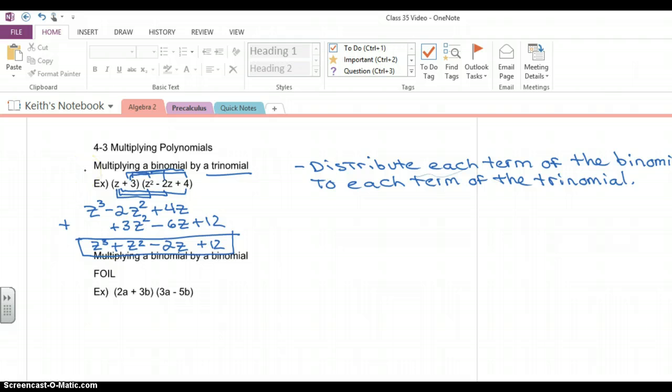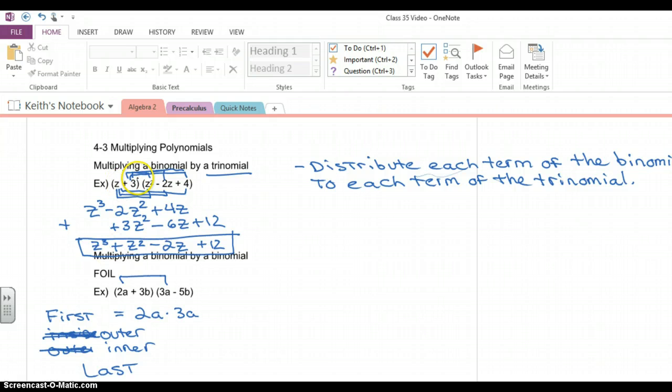Here we're multiplying two binomials, so we're going to FOIL. Remember FOIL: first, inside, outside. Actually, we could reverse those. Let's do it that way. First, outer, inner, and last. So the first term, 2a times 3a, is 6a squared.